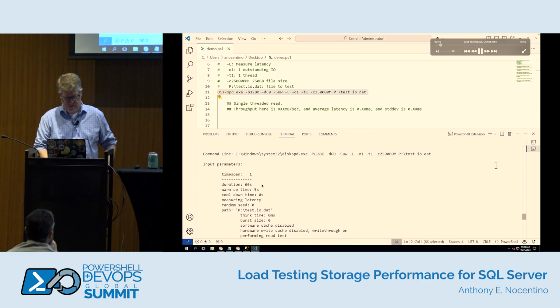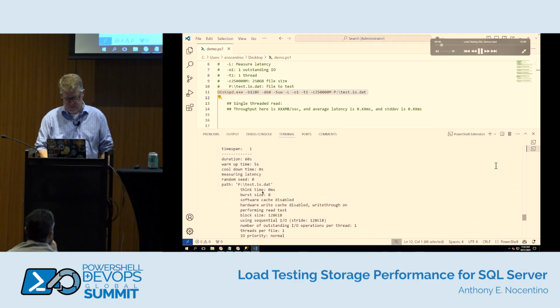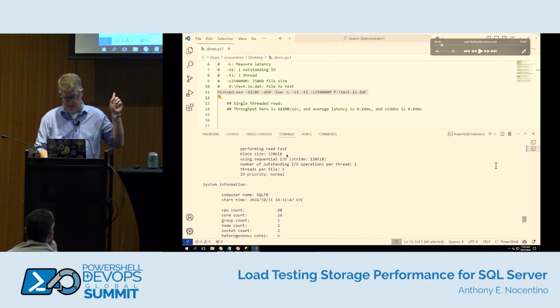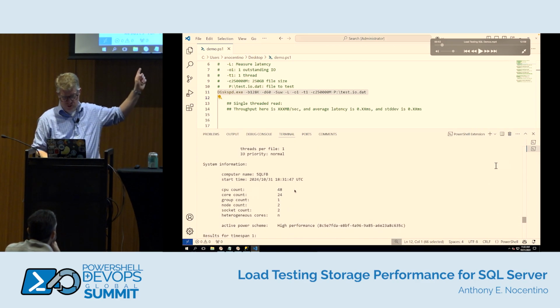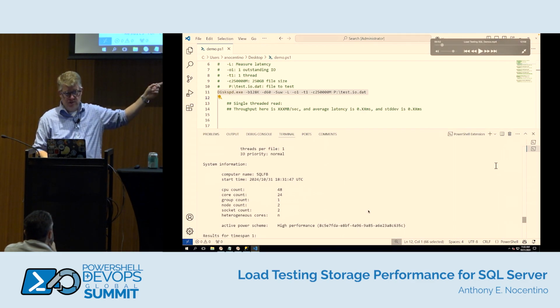Going through the output, we see a bunch of stuff that's interesting. It's kind of spitting out the characteristics of the test. The duration was a minute. We have a data file on a drive. You can see software cache disabled, write-through cache disabled. We're performing a sequential read test of 128K. You can see the physical topology of the system. It's a 2-socket system with 48 cores. Higher performance plan, 1000% important.